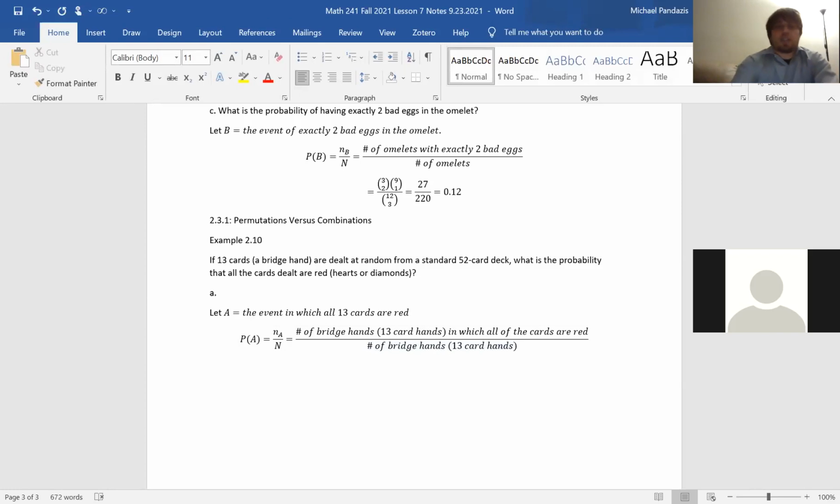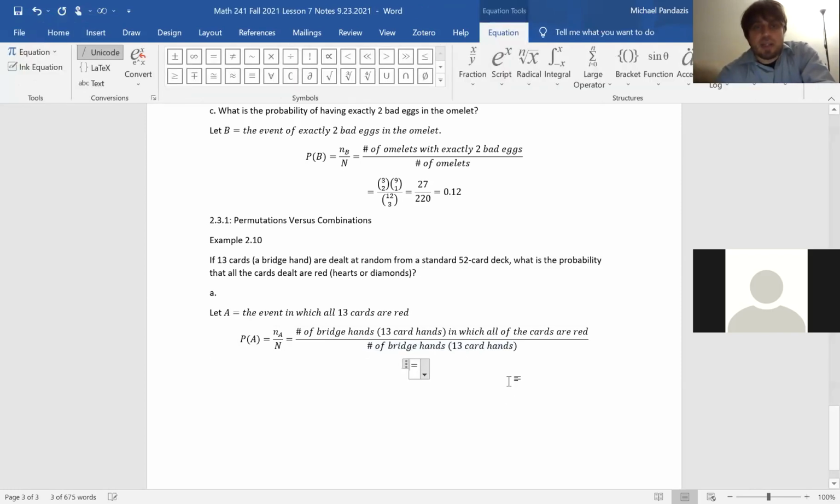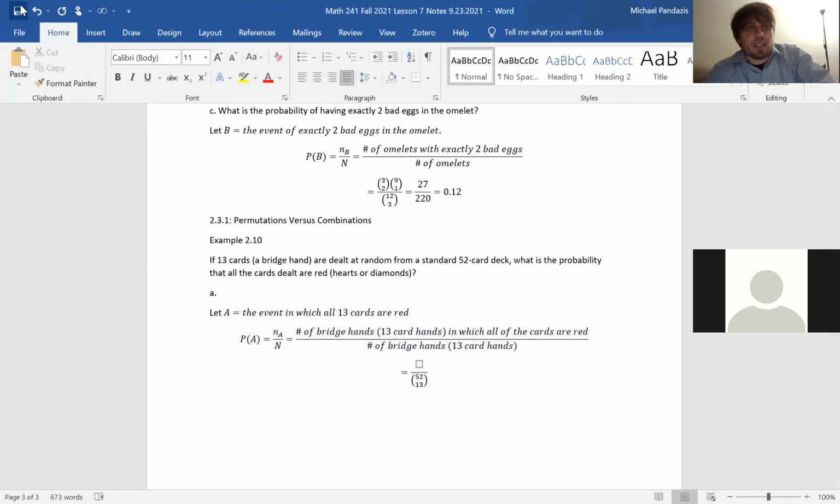Okay, so we want to find the number of bridge hands in which all the cards are red and divide it by the total number of bridge hands. Well, the total number of bridge hands is just, there are 52 cards in the deck, and a bridge hand consists of 13 of them. So if you had all 52 cards out on the table, it would just be the number of ways to choose any 13 of them. That's 52C13. That's the number of bridge hands.